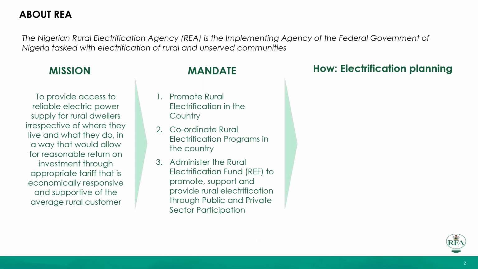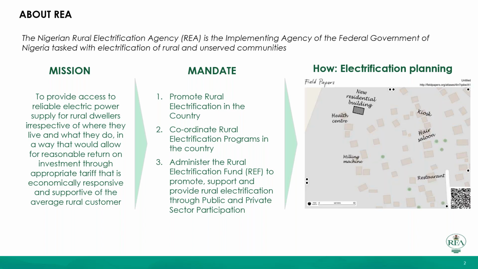So what is REA? REA is the Rural Electrification Agency, the implementing agency of the federal government tasked with rural electrification to underserved and unserved communities. Our mission is to provide access to reliable energy, and our mandate is to promote rural electrification, but overall to stimulate rural economic development. And how do we do that?